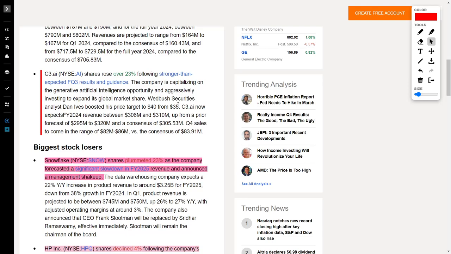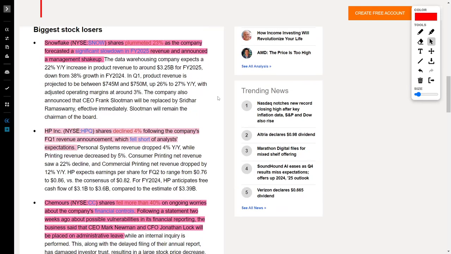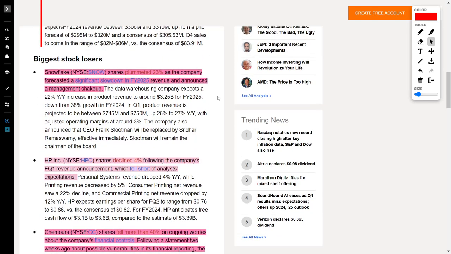Quote, "Wedbush Securities analyst Daniel Ives boosted his price target to $40 from $35. C3AI now expects full-year 2024 revenue between $306 million and $310 million, up from a prior forecast of $295 million to $320 million and a consensus of $305.53 million." Therefore, this is great news for this company, so it's no wonder why their shares are surging by 23% right now. But now let's move on to the biggest stock losers that you need to know about.